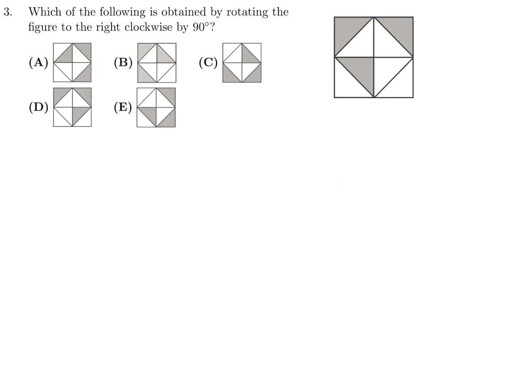Which of the following is obtained by rotating the figure to the right clockwise by 90 degrees? So we're going this way 90 degrees. So just take your phone, if you're watching on a phone, and rotate it 90 degrees, or take your laptop and rotate it 90 degrees. And when you do, you'll find that the shape ends up to look like that. Number 3 is A.